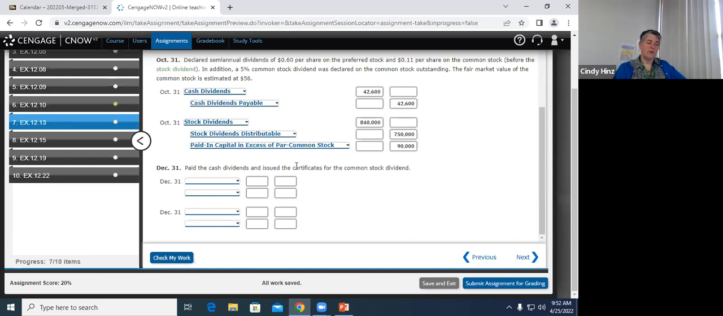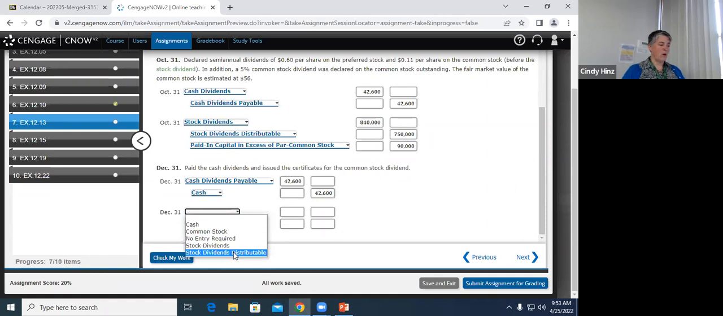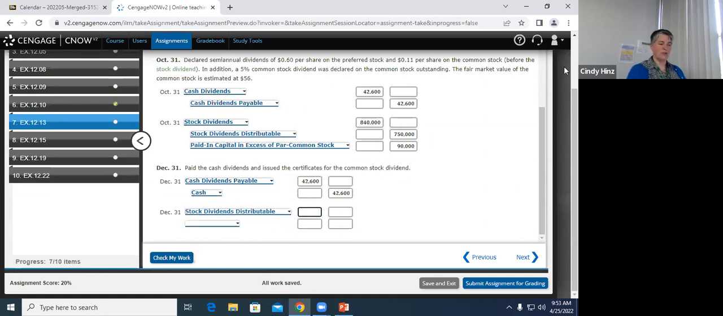And now on December 31st, we're actually going to pay the cash dividends and distribute that stock dividend. So the first part of the entry, again, looks just like we did here on July 1st when we paid the cash dividends. We take the liability off our balance sheet and we mail out the checks. But at the same time, we're issuing those other 15,000 shares. And so that common stock that was distributable has now been distributed.